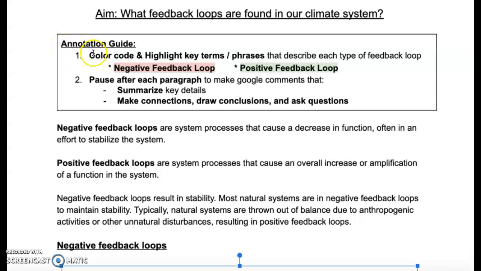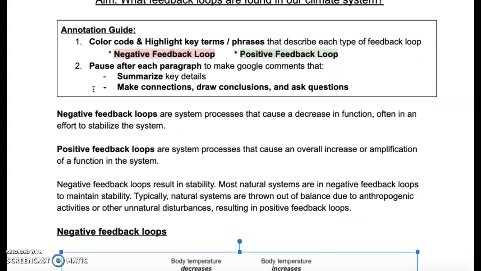So it says that we're going to color code and highlight key terms and phrases that describe each type of feedback loop. And I'm color coding the negative feedback loop in this pink color, and I'm color coding what I highlight for the positive feedback loop in this green color. And the reason I'm doing this is because this will help me when I go to do the formative assessment that deals with this topic. And that's going to be formative assessment 6.